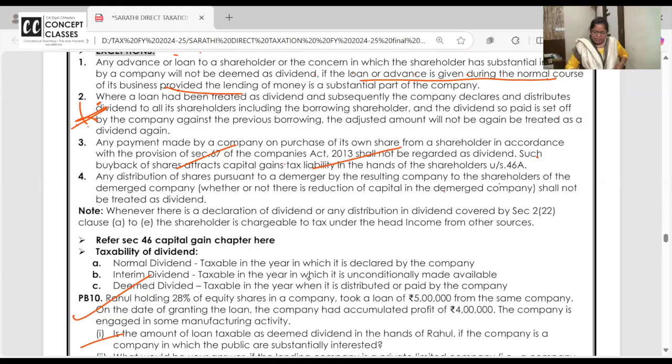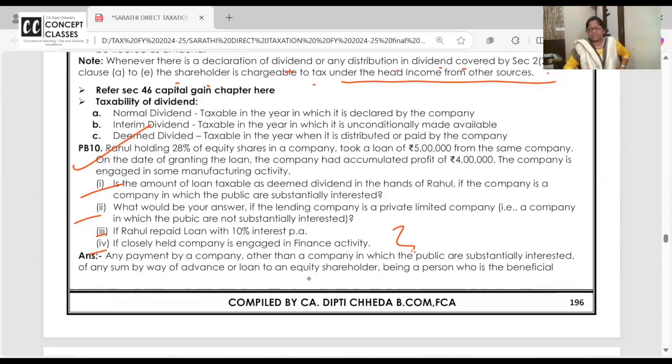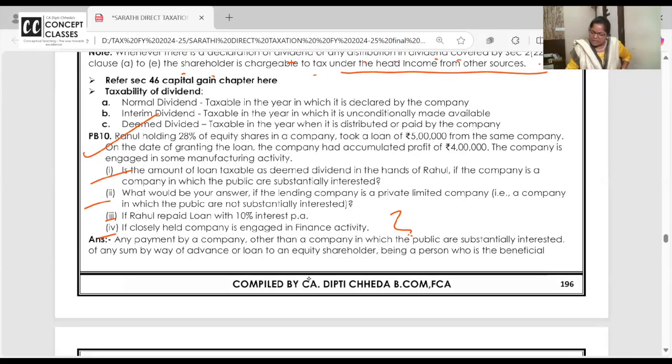No. Whenever there's a declaration of dividend and distribution covered under 2(22)(a) to (e), in the hands of shareholders it will be taxable as income from other sources. This question has been asked 2 times and it is so easy.